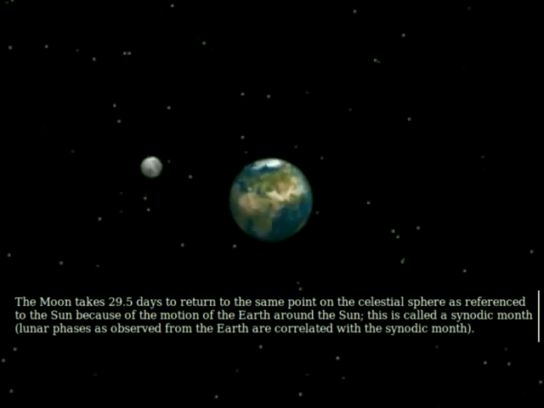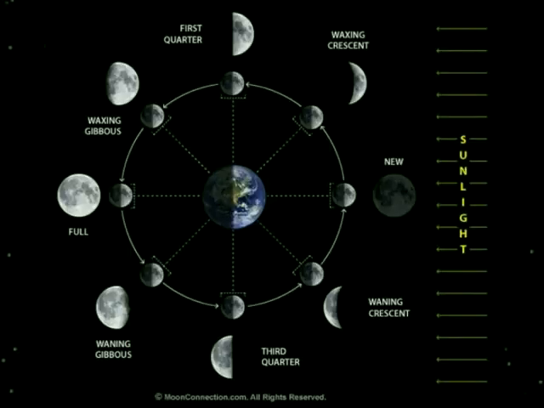However, the way the moon looks to us in terms of its different phases, full moon, crescent moon, new moon, crescent moon, and back to full moon, that cycle of the moon takes 29.5 days. And this is called a synodic month by astronomers. 29.5, quite close to 29.